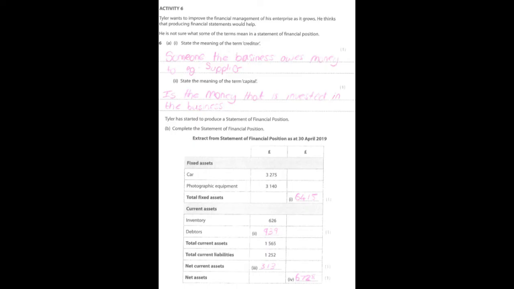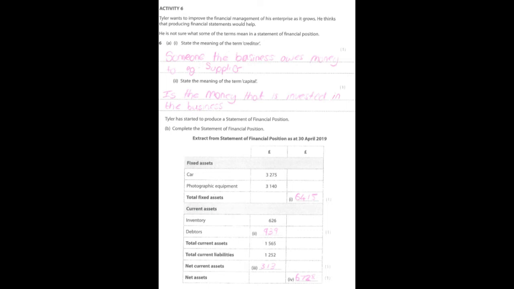Then we have our current assets. Now remember, current assets are assets or items that we own that we can turn into cash within a year. Our best current asset is cash, but we don't have any of that in this example here. But then we have inventory, which is another word for stock. And we have debtors, remember, people who owe us money. You need to work out the missing figure for debtors, which would be 939. And the way you calculate that is you take your total current assets, which you've been given of 156. You subtract the inventory, which is 626, and you find the missing number. Remember, really simple to calculate total current assets. You just add them together.